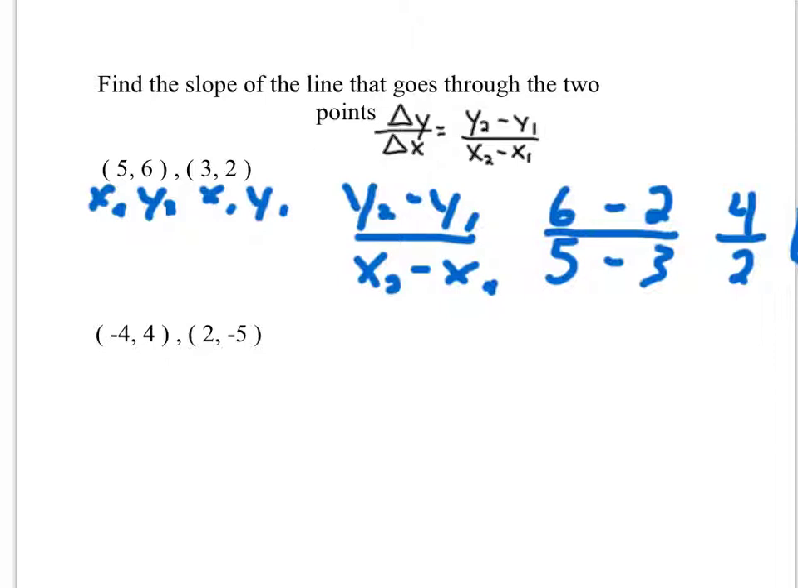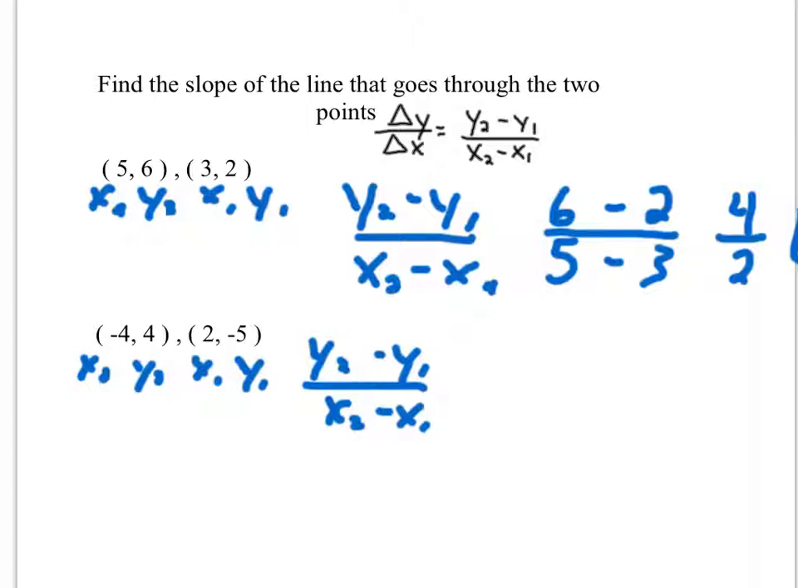Again, same thing. Pick which ones are going to be your sub 2s and your sub 1s. Well, I'm going to make these over here my sub 2s because my y is bigger. So I've got x sub 2, y sub 2. Again, it really doesn't matter at all. And make those my sub 1s. Okay, so formula, and then plug it in. So my y2 is 4, minus my y1 is negative 5, over my x2 is negative 4, minus my x1 is 2.